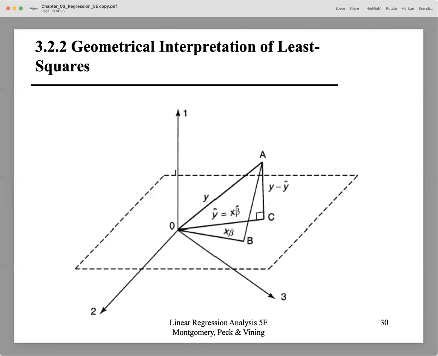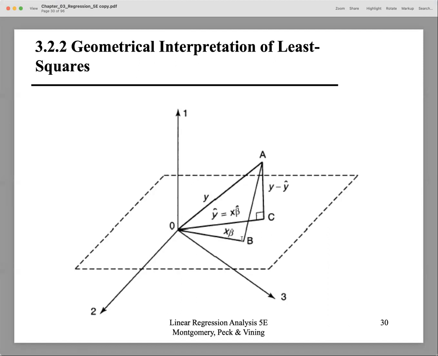And then this plane down here corresponds to the model space that we're going to choose a model from. And so we can then think of this vector here, x beta hat, as being a candidate for our fitted model.